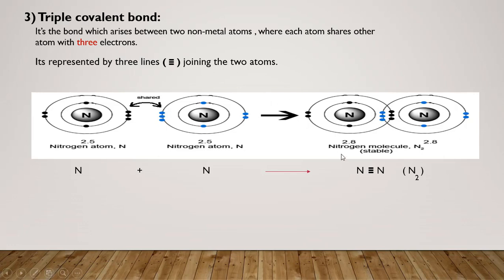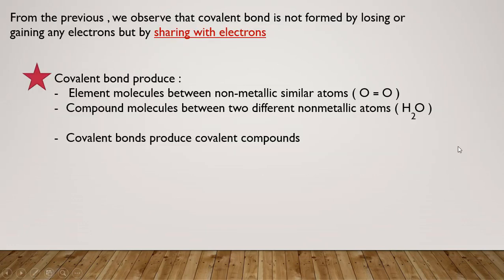So if we look carefully here, we will find out that I have here 2 electrons and 6 electrons. It makes them 8 electrons in the outermost energy level. So each atom is now completely filled. And we describe the triple covalent bond by 3 lines joining the 2 atoms, like here. So the nitrogen molecule contains triple covalent bond. Why? Because each atom shares the other atom with 3 electrons.